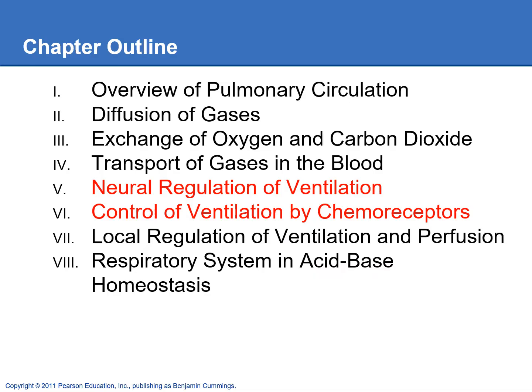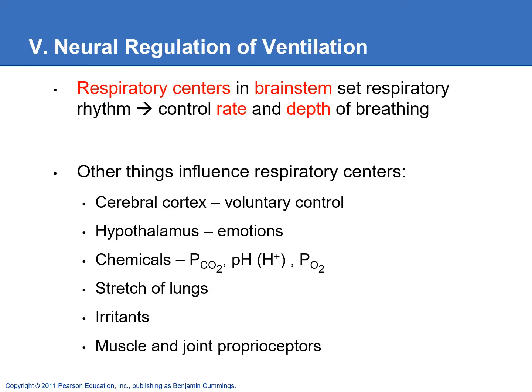We're going to take a look at the neural regulation of ventilation and also look at the chemoreceptors. There are several respiratory centers in the brainstem that set the respiratory rate and depth of breathing. There are several things that influence the respiratory centers.